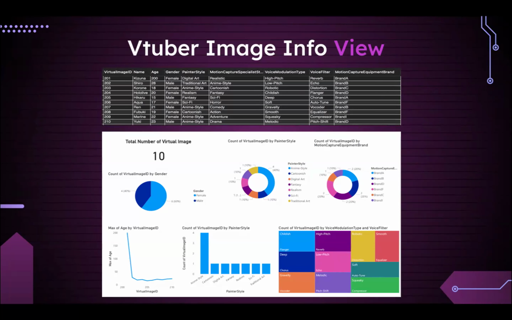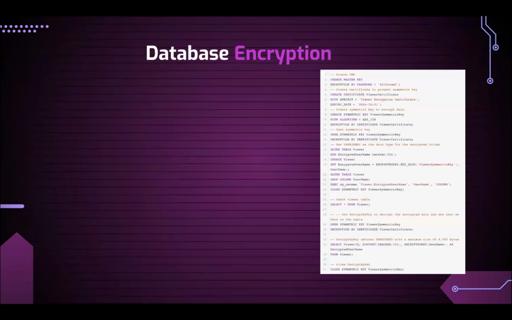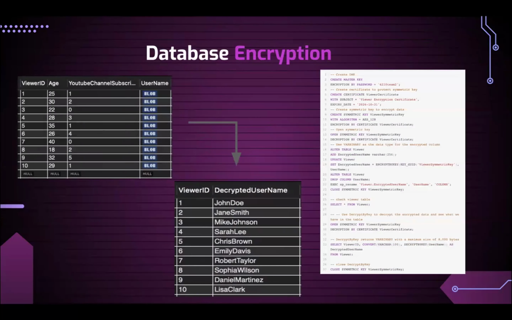The next part is about the database encryption. We followed the encryption steps told by the professor. We encrypted the username in the table, as we can see on the left. There is actual data in the username, but we cannot see it right now. When we decrypt the data, we can see the real name here. That's all about our project. We are ready to answer the questions. Thank you.